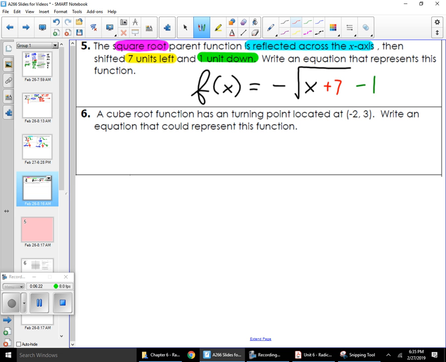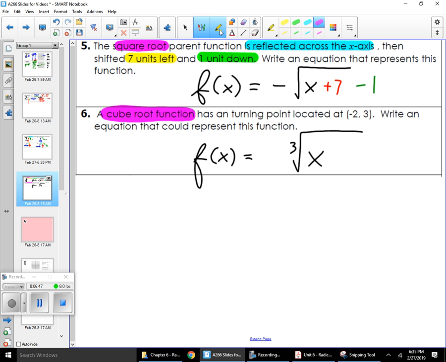Number 6, again, we have a function, so we can start with function notation. If you're tired of calling the functions f, call them something else. G, h, q, whatever. We now have a cube root function. It's no longer a square root function, so keep track of that index. We know that we want this thing to be a cube root.